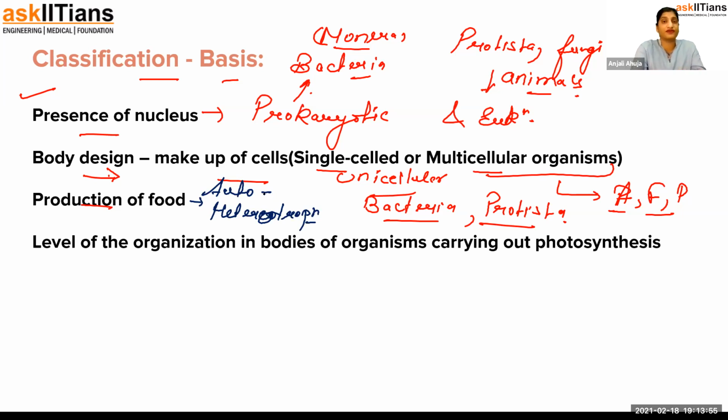Even if I'm telling you the definition of this, you must know that. An example of an autotroph is plants, and heterotrophs are all those that are dependent on the plants.